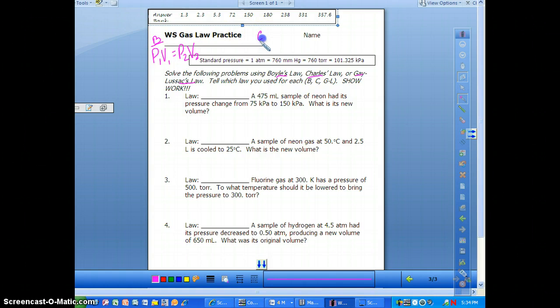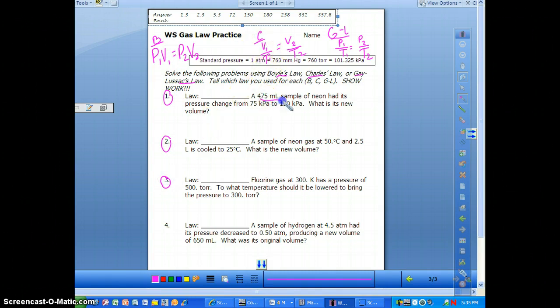You've got your Charles law, which is V1 over T1 equals V2 over T2. And you have your Gay-Lussac's law, which is P1 over T1 equals P2 over T2. And we're going to work through problems 1, 2, and 3 together. And we're going to identify each law and solve the problem.